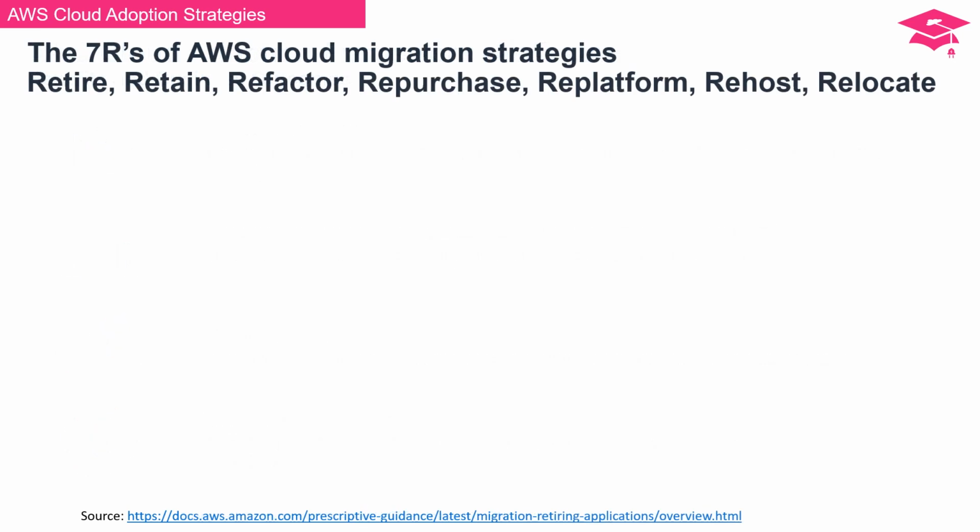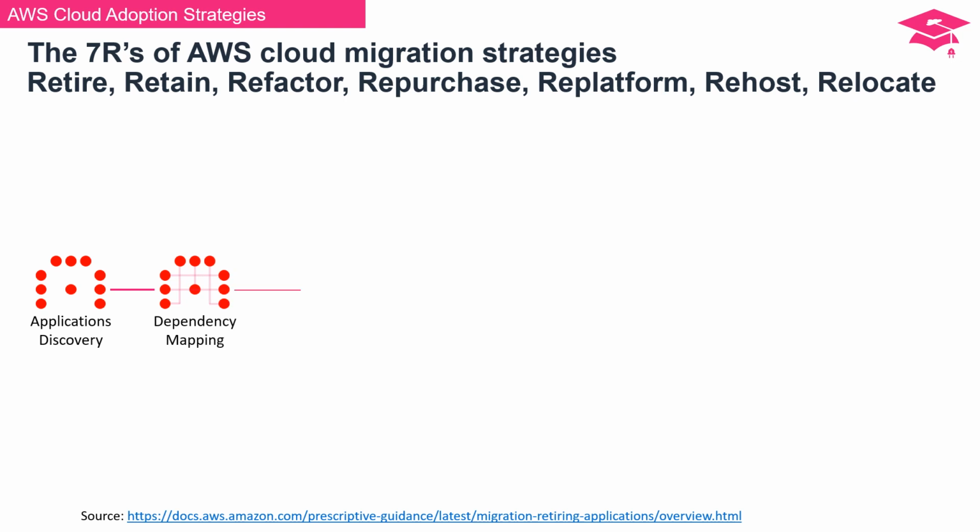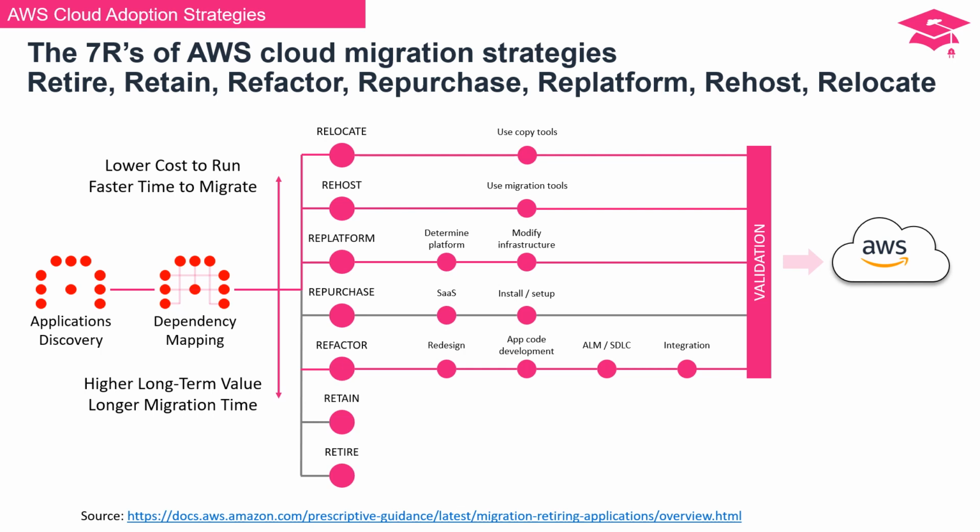There are 7 R's in AWS Cloud Migration Strategies: retire, retain, refactor, repurchase, replatform, rehost, and relocate. The initial step involves discovering existing applications as well as servers and storage in your on-premises data center. Next, map application interdependencies and communications. Following that, determine the appropriate application migration strategy, whether it's relocate, rehost, replatform, repurchase, refactor, retain, or retire. The chosen strategy depends on various factors such as migration time and migration cost.